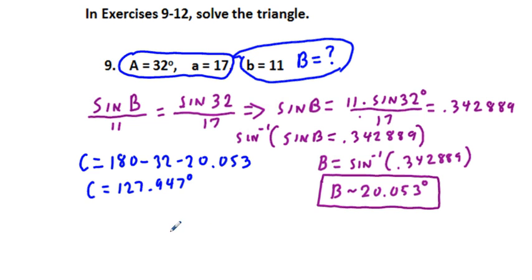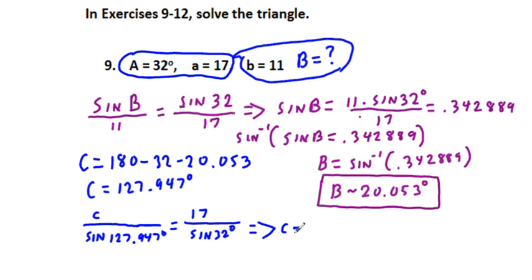And now we can go ahead and find what side C is. And side C, which we do not know, over the sine of 127.947 degrees is equal to our ratio we had earlier, which is this side A, which is going to be 17, over the sine of 32 degrees. So, cross multiplying, we have side C is equal to 17 times the sine of 127.947 degrees, and we're going to divide that by the sine of 32 degrees.